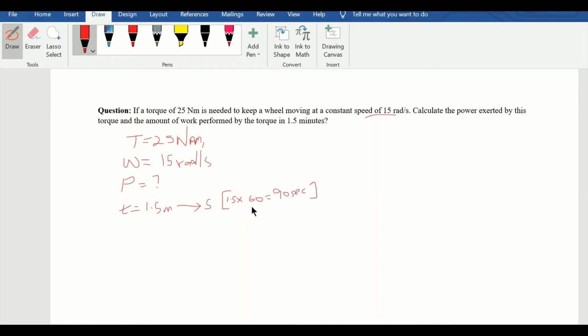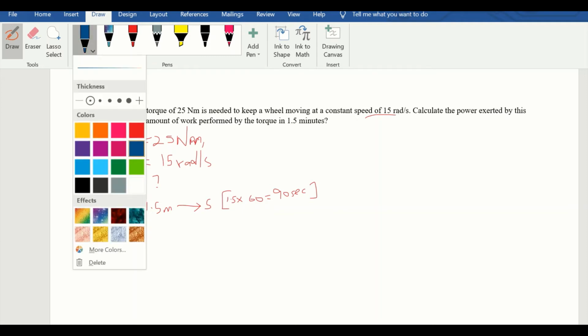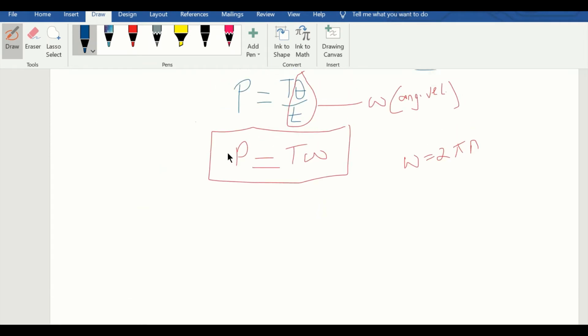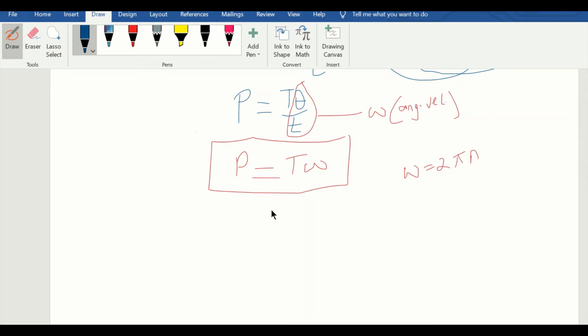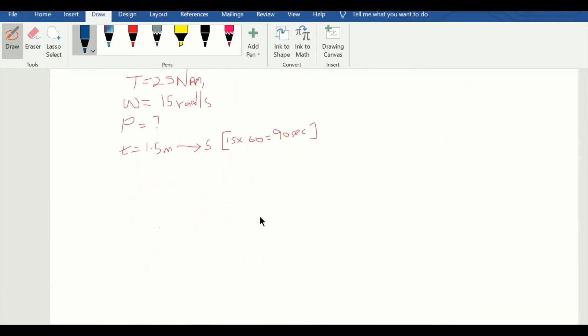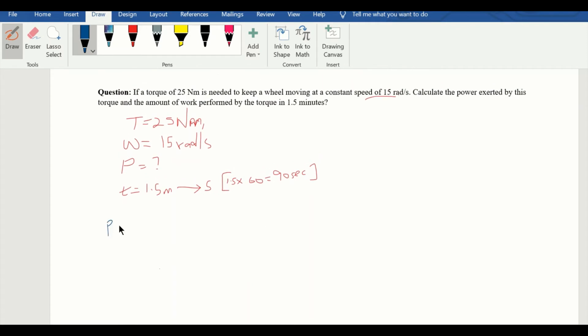All right. So step one. We are asked to find the power. So I know that power is equal to the torque times the angular speed. What next? I log in my data. My torque is 25, times my angular speed, which is 15. So therefore, my power should be what? 375 watts. So that is for my power.